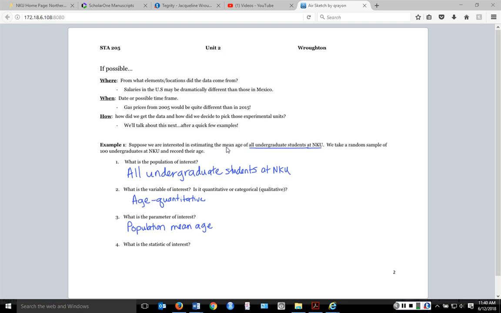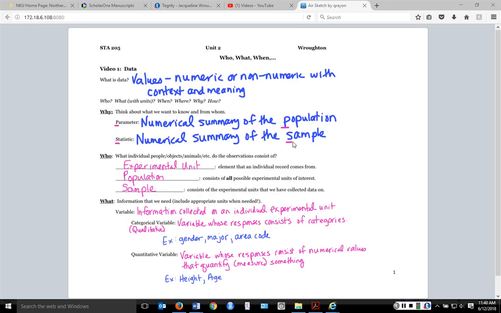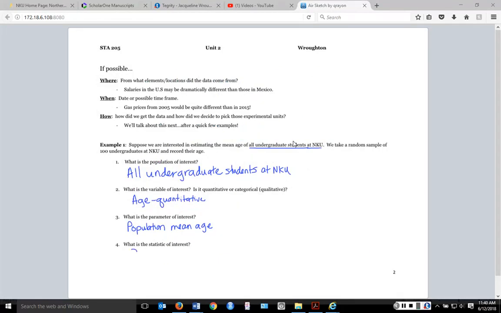All right, how about the statistic? So the statistic is different than a parameter as to where it comes from. So it's from the sample instead. So I know this is going to start with sample. But what number can I get from my sample? Well, my sample is the 100 undergraduates at NKU. I'm also recording their age, so I could also record their mean age.